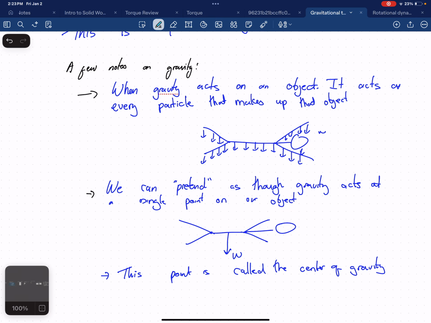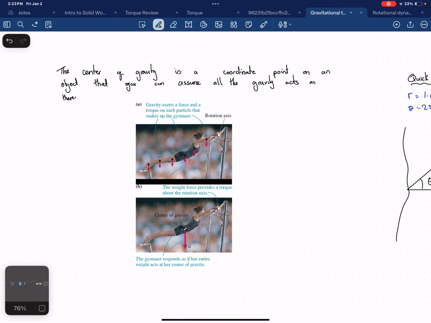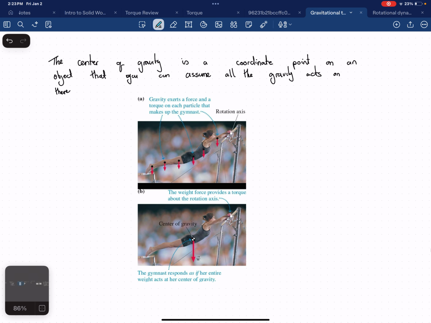So, this is an example. I wrote a small paragraph for you guys. The center of gravity is a coordinate point on an object where you can assume all gravity acts. So if we analyze this lady who's a gymnast, swinging about this pole, to calculate her gravitational torque, this is just torque due to gravity. So just a small primer on gravitational torque.